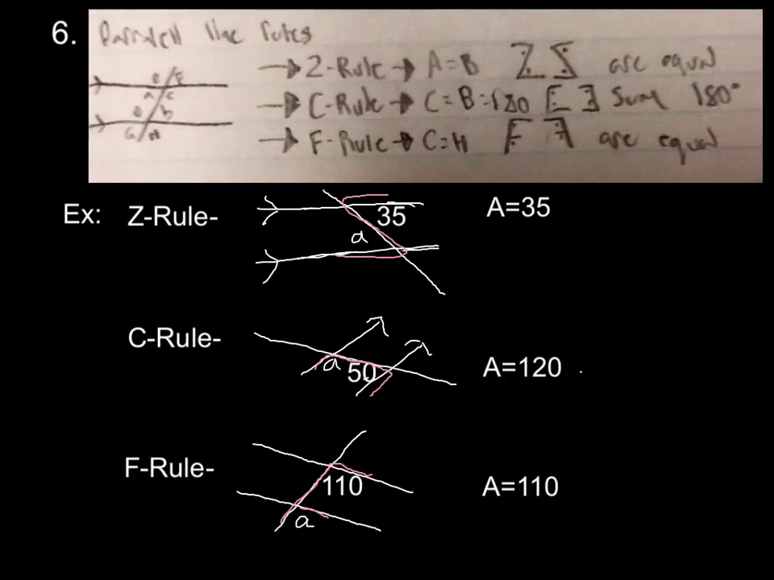The C rule, as you can see, I drew out the C again in pink. We know one angle is 50, so we have to subtract that from 180, which gives us 130.